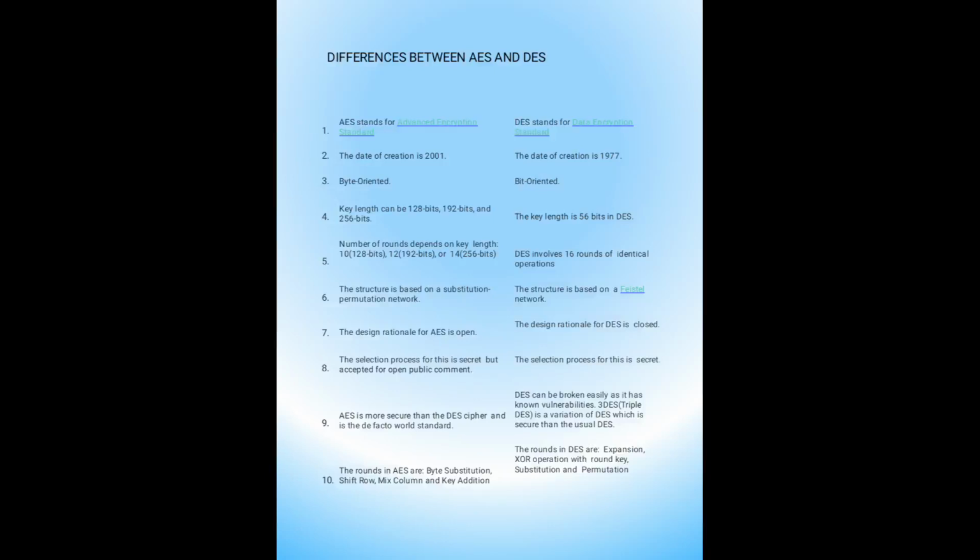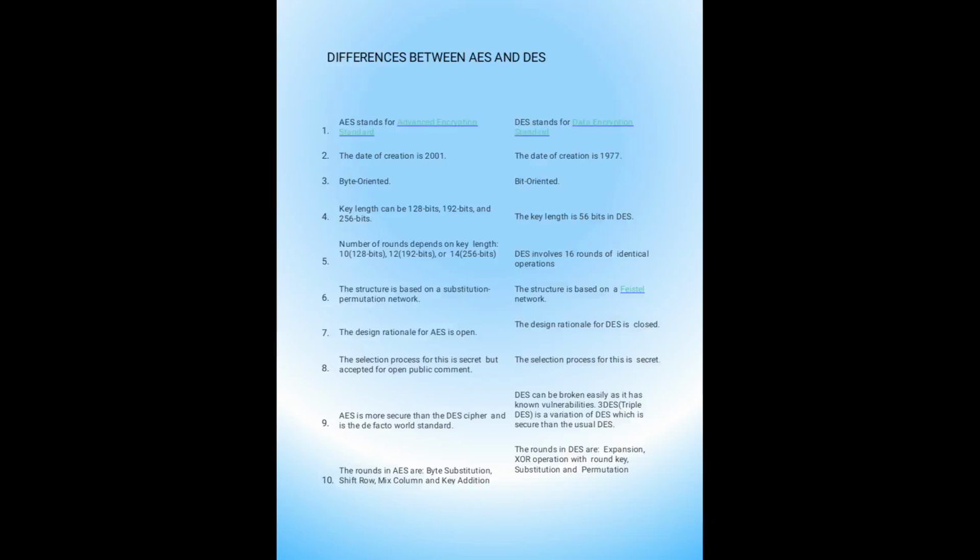AES and DES are both examples of symmetric block ciphers but have certain dissimilarities. Let us see the differences between AES and DES. In AES, the date of creation is 2001 and in DES the date of creation is 1977. The AES algorithm is byte oriented and DES is bit oriented. The key length can be 128, 192 or 256 bits in AES, and coming to DES the key length is 56 bits.